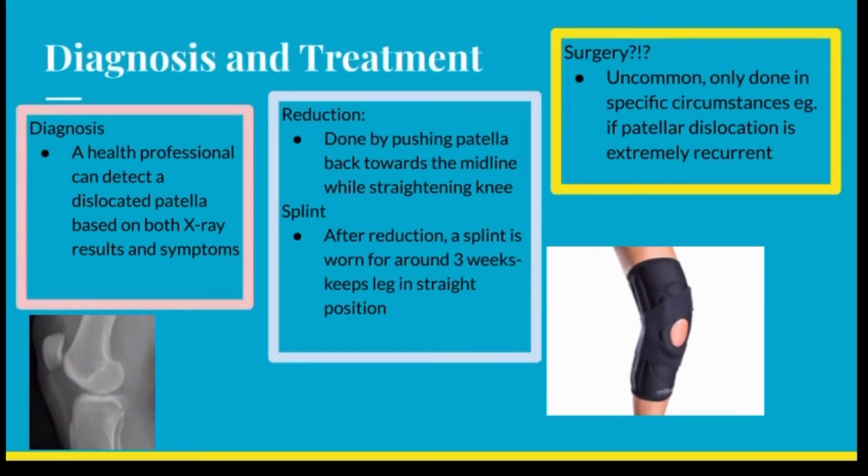So how is a dislocated patella diagnosed and treated? Well, a health professional can detect a dislocated patella based on both X-ray results and symptoms. Reduction is generally done by pushing the patella back towards the midline while straightening the knee. After reduction, usually the patient will receive a splint so that the leg is in a straight position when worn. The splint is usually worn for around 3 weeks. Surgery for a dislocated patella is extremely rare and uncommon, especially if it's only the first time dislocating the patella. But if this injury is extremely recurrent, surgery may be done.